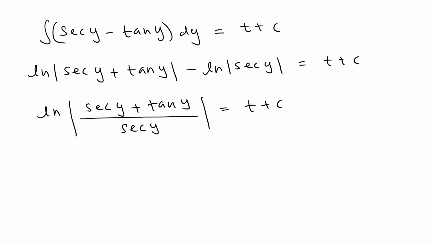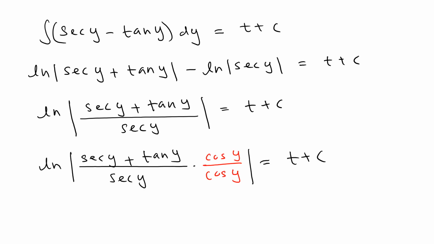So we can use some algebra and trigonometry now. You can multiply the top and bottom by cosine y. When you do that, the secant and cosine product is 1, so you're going to simplify like this. The top is simply going to be 1 plus sine y, and the bottom is simply going to be 1. So this is equal to t plus c. You can see it simplifies very well.